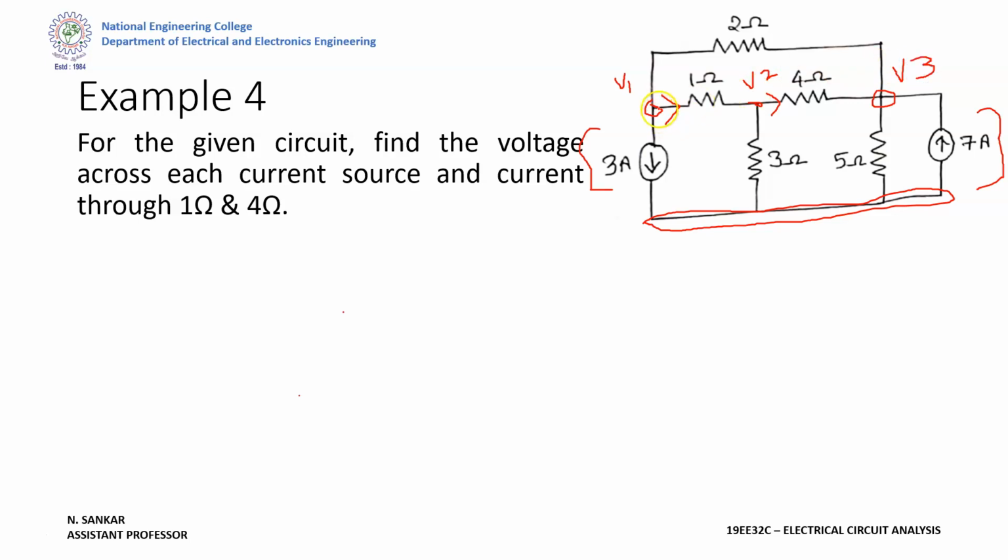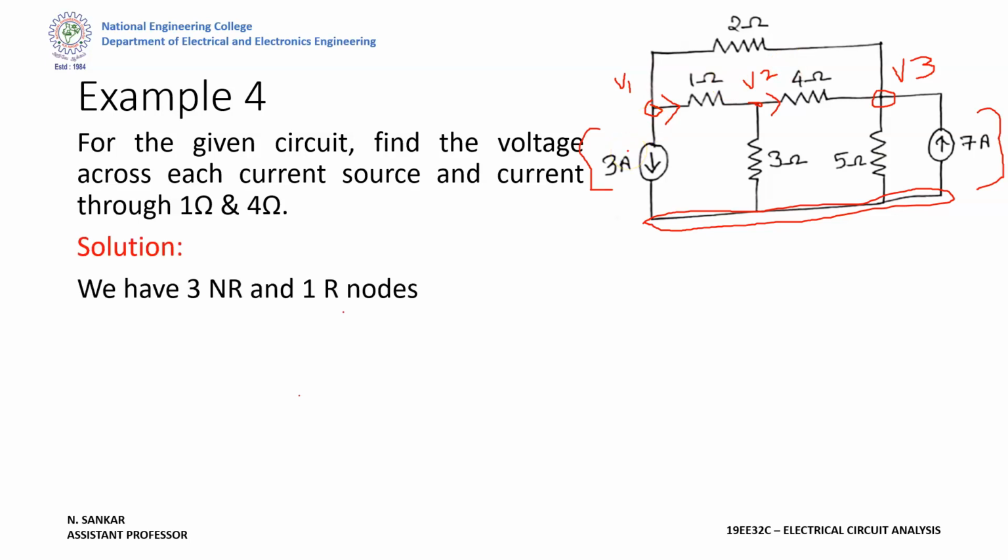So V1 is nothing but the voltage across the 3 ampere source. Similarly, V3 is nothing but the voltage across 7 ampere. So if you find the value of V1 and V3, this will be equal to the voltage across the current source. And if you know the value of V2, then you can find the current through 1 ohm by V1 minus V2 divided by 1 ohm. Similarly, for current through 4 ohm, that is V2 minus V3 by 4 ohm. So anyhow, we need to find the nodal voltages V1, V2, V3.